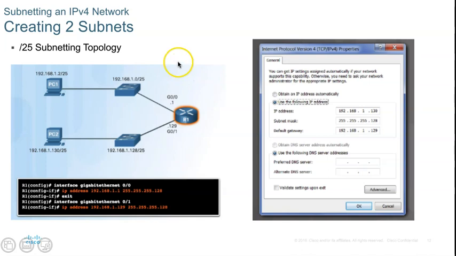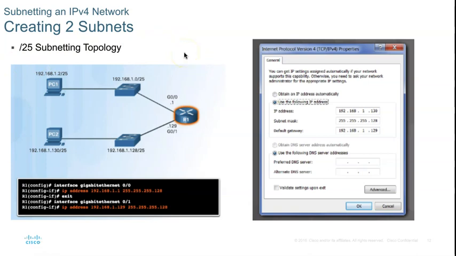Imagine you were given the same network 192.168.1, and you have this router over here, and you were asked to create two networks. One network for this side of the network, and the other network is here. How many bits do you need to borrow in order to create two subnets, two networks? Well, for now, you just need to borrow 1 bit.